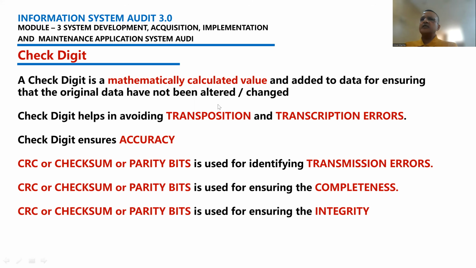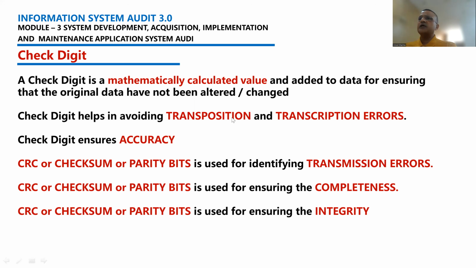Now, a transposition error is when you change the position of the digits here and there, that is, 1, 3, 2, 4, 5, 6, 7. In that case, because of this change in positions, you'll find that the check digit will not match. As a result, you can easily find out that there is a transposition error.